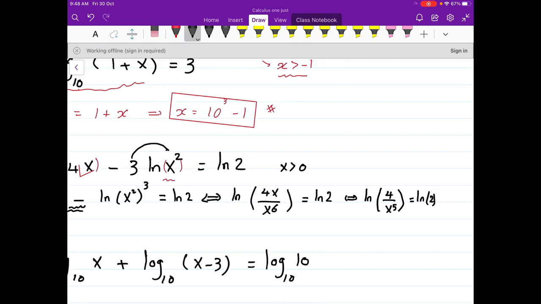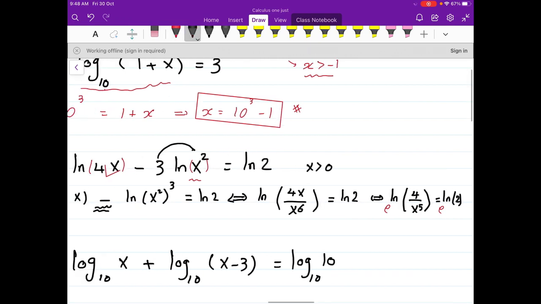Take e to both sides. If you take e, we get 4 over x to the power 5 equals ln 2. You want to find x. 4 over ln 2 equals x to the power 5. So x equals 4 over ln 2, to the power 1/5.